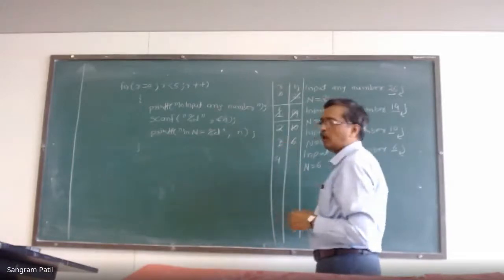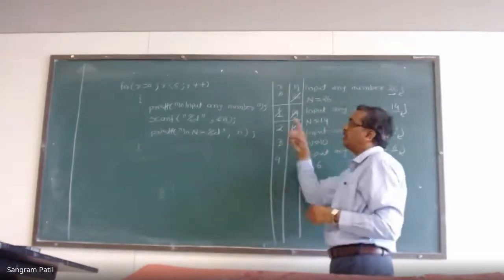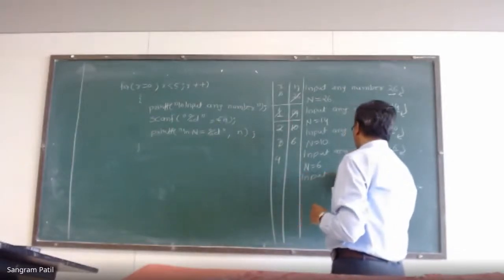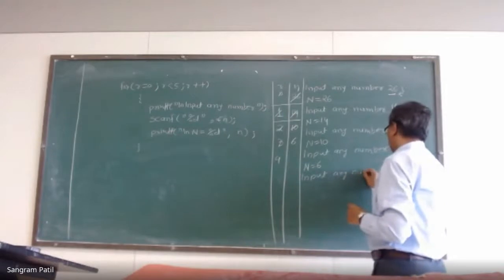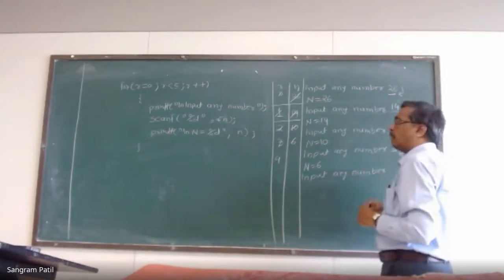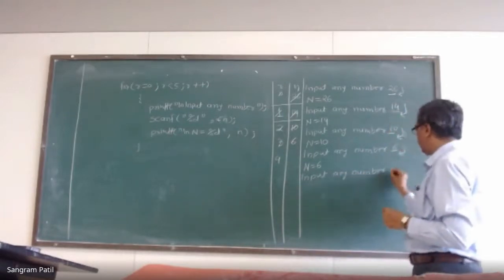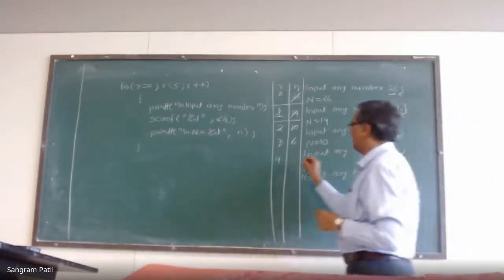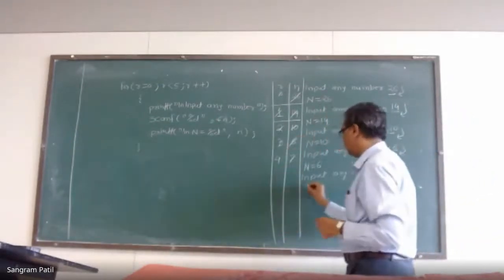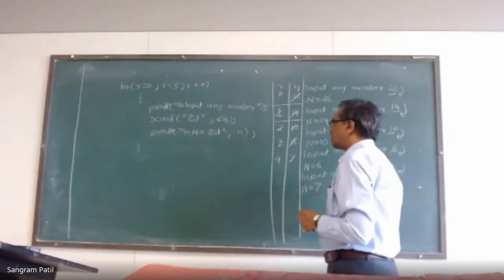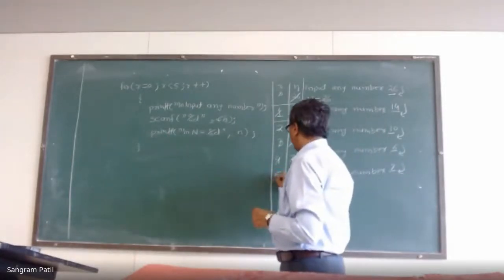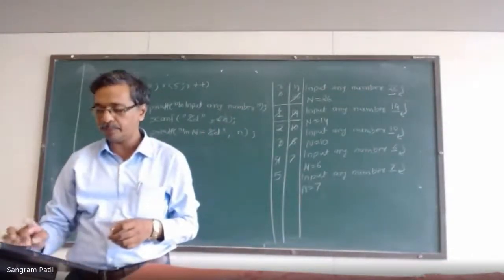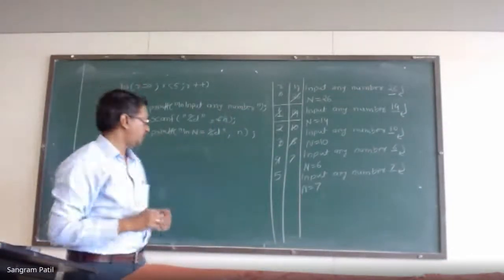r plus plus, value of r becomes 4. Less than 5, yes. It will give you again input any number. Scanf will again give you a blinking cursor. You have to input the number. If you input 7 and press enter key, that 7 will be given to n. It will give you n is equal to 7. r plus plus, 5. Less than 5? No. It will come out of the loop. And then end of the program.